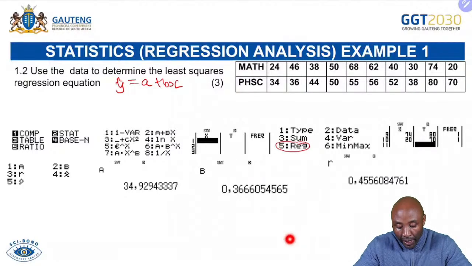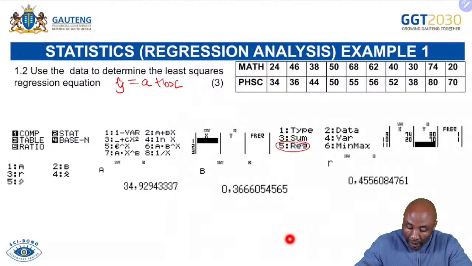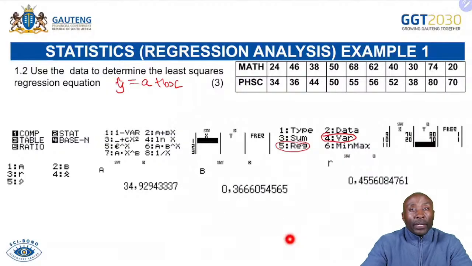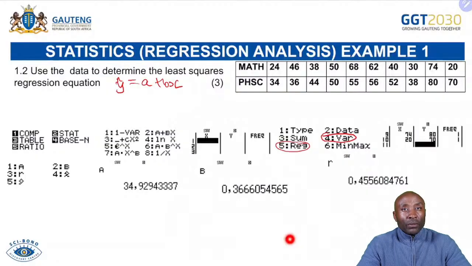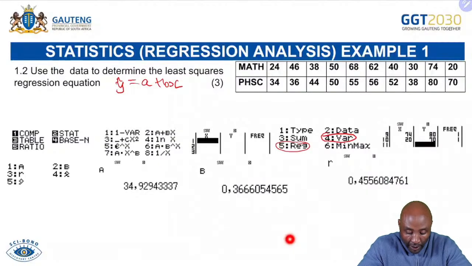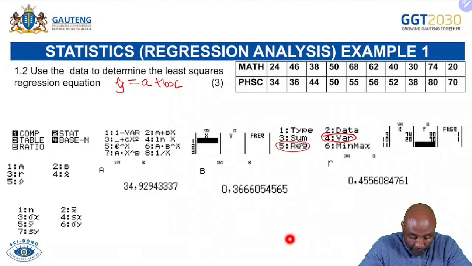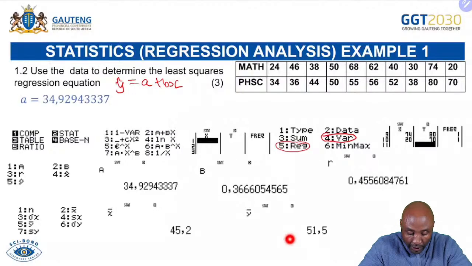Get your value of R. Also, whilst you are there, you can now use option number 4 to get your mean for the X values, your standard deviation for the X values, your mean for the Y values, and the standard deviation thereof. And then you keep them safe somewhere. You get your mean for the Y values, you also get.